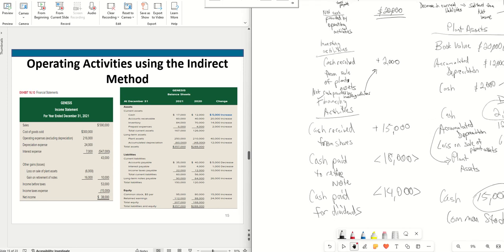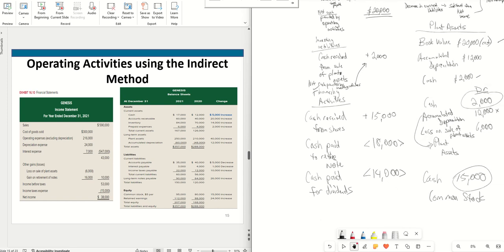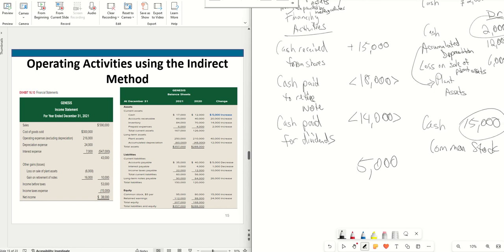And if we do the math, 20,000 plus 2,000 is $22,000. 22,000 plus 15, that's 37,000. 37,000 minus 18,000, that's 19,000. And so 19,000 minus 14,000, that's going to give us 5,000. Okay, $5,000. Now that's the net cash increase, or net increase in cash.